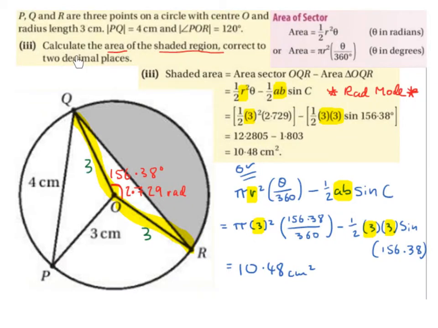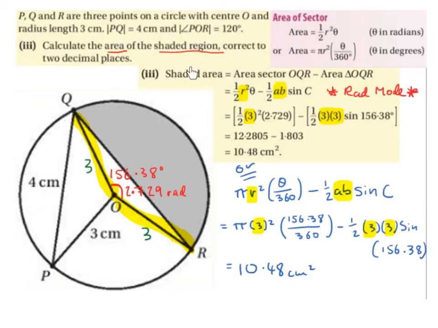Part 3. Calculate the area of the shaded region correct to 2 decimal places. So the shaded region is a segment of a circle. A sector is a piece of the circle that goes into the very centre. It's like a pizza slice. A segment is a piece of the circle that has a chord cutting through it. So this is the chord. That's a line that cuts through a circle that does not go through the centre, because that would be a diameter. And then this is the arc that's connected to it, and the inside area of that makes a segment.